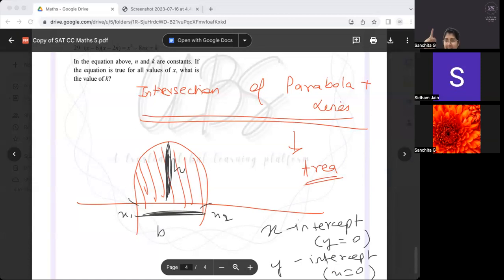So find the x-intercept, find the y-intercept, and find the point of intersection. If you have two curves, or one curve and one line intersecting, find that point of intersection. Clear? Point of intersection, how do we find? By equating the curves. This we have learnt in your 8-9 standard, pretty sure. Done? Clear?